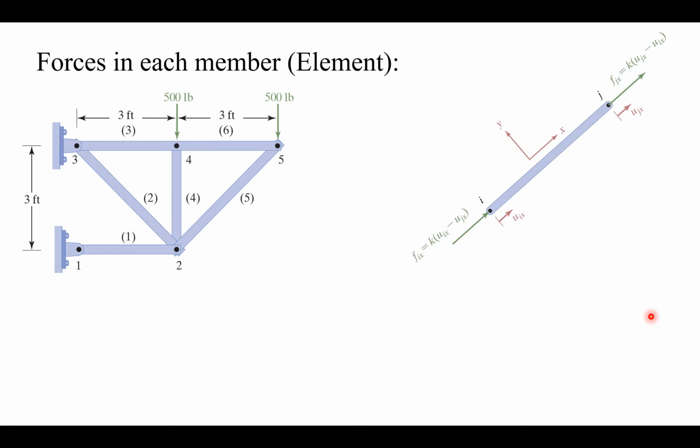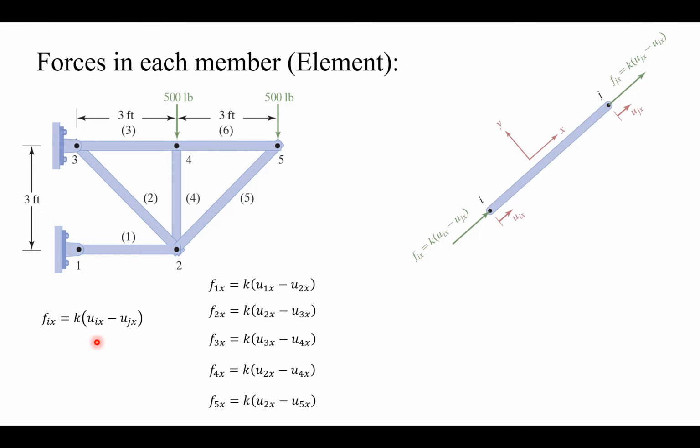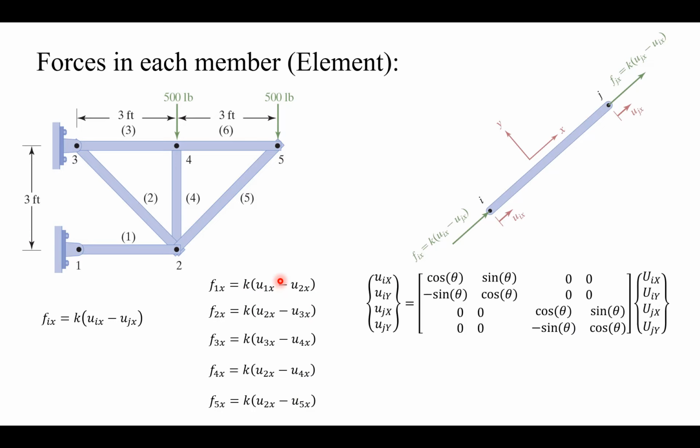If you want to find the forces in each member, we know the equation is the stiffness simply times the deformation. For element 1 it is the difference between displacement of node 1 and node 2. For element 5 it is between node 2 and node 5. But these are in local coordinate. If you want to find it based on global coordinate, we are going to use the transformation matrix again.